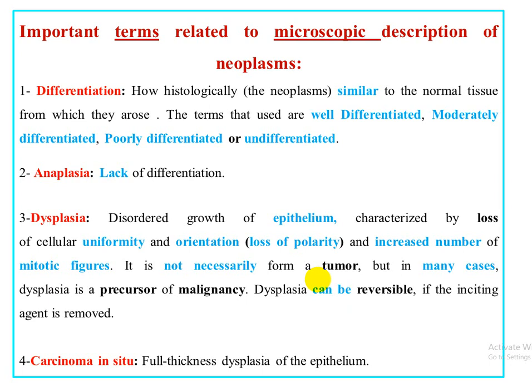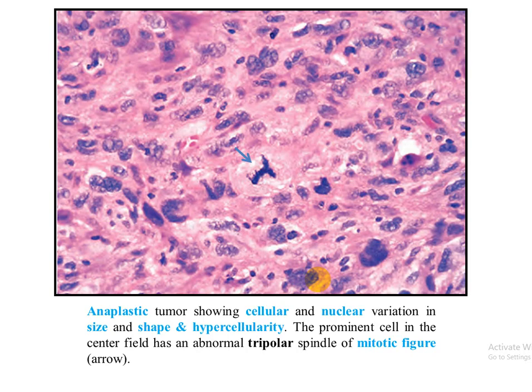Carcinoma in situ is the first step of malignant transformation of epithelial lining. It means full-thickness, high-grade, irreversible dysplastic change of the epithelium with an intact basement membrane. It is not invasive, but it is the first stage of malignant transformation.